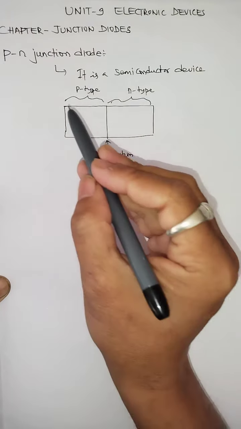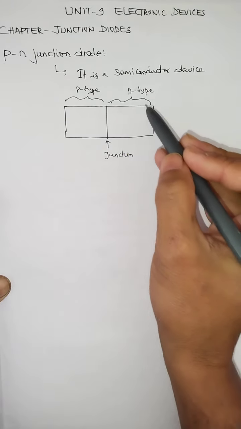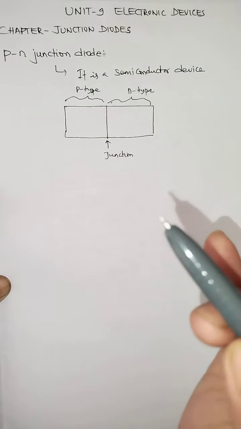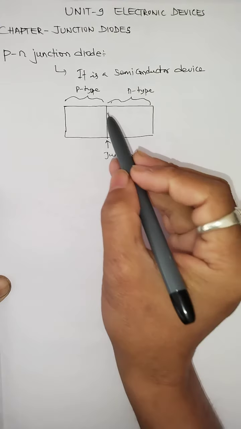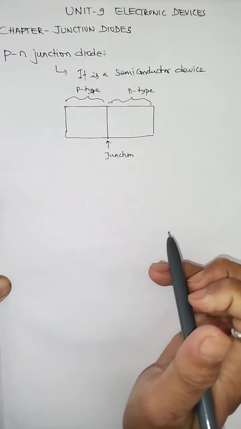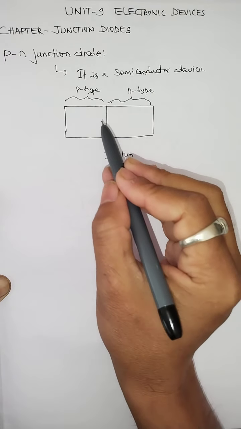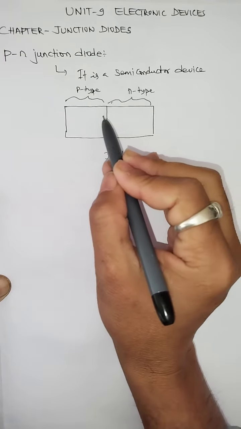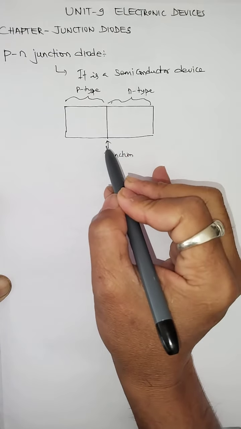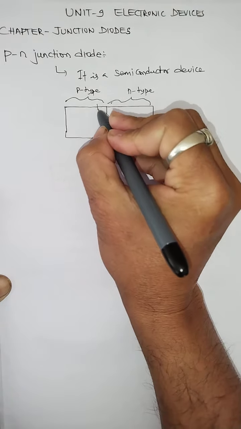Now children, you know that in P-type semiconductor, holes are the majority charge carrier and electrons are the minority charge carrier. In N-type semiconductor, electrons are the majority charge carrier and holes are the minority charge carrier. As soon as the PN junction diode is formed, some diffusion takes place. So diffusion of charge carriers takes place near the junction. Diffusion of charge carriers means holes and electrons recombine with each other near the junction. This recombination is due to the diffusion of holes and electrons.